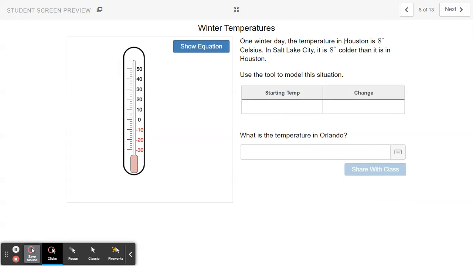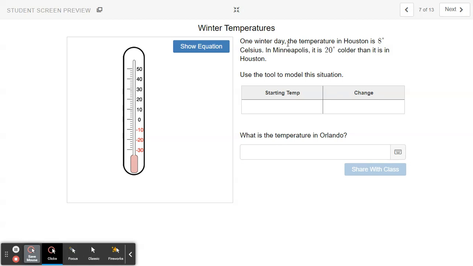Same thing, right? We're starting in Houston. It's a winter day. The temperature in Houston's 8 degrees. In Salt Lake City, it's 8 degrees colder. The only difference is when I put that into the change, we have to remember colder means we're going to be going down. So that change went down, not up. So you have to put a negative in front of the 8. So here's what happened. It's 0 degrees because the positive 8 plus the negative 8 actually canceled each other out. We end up at 0.